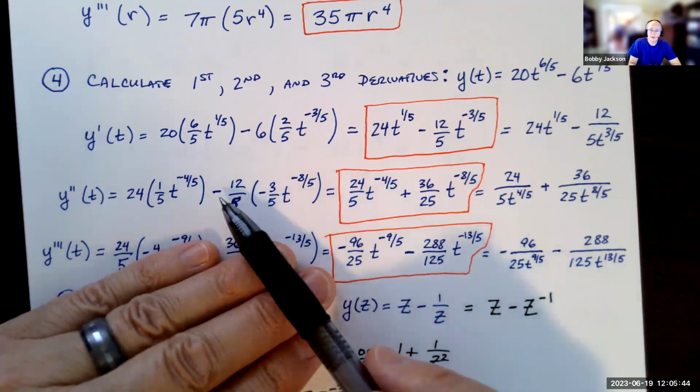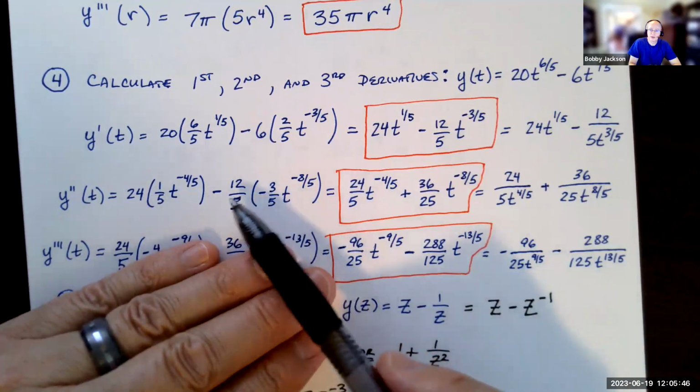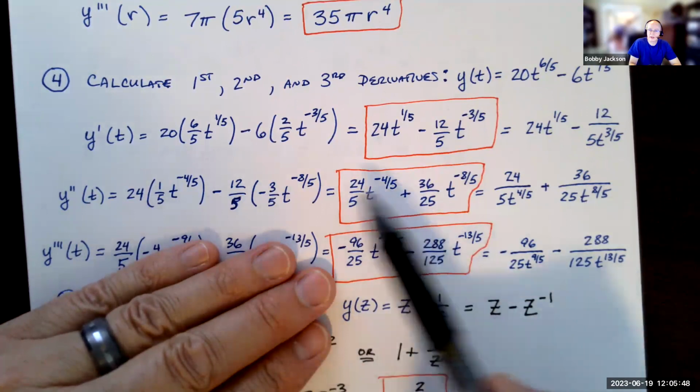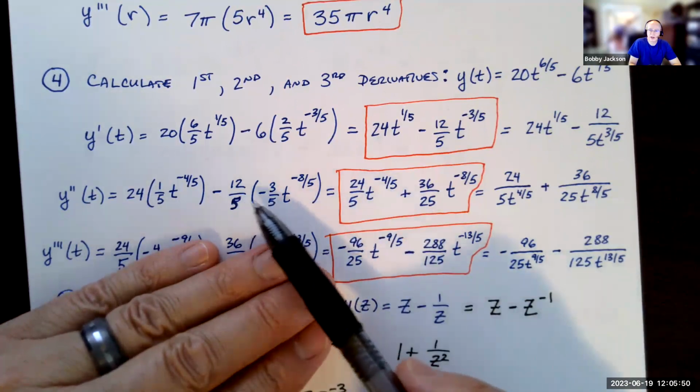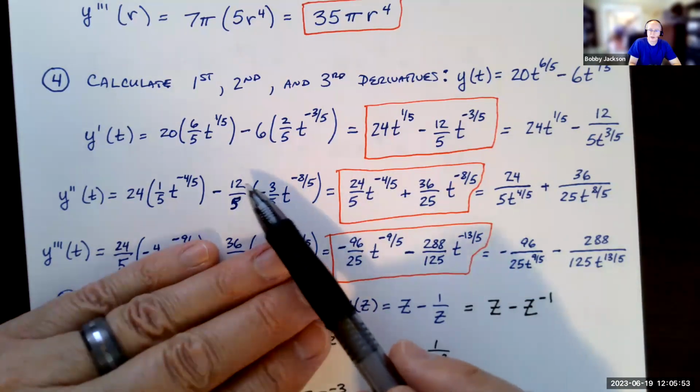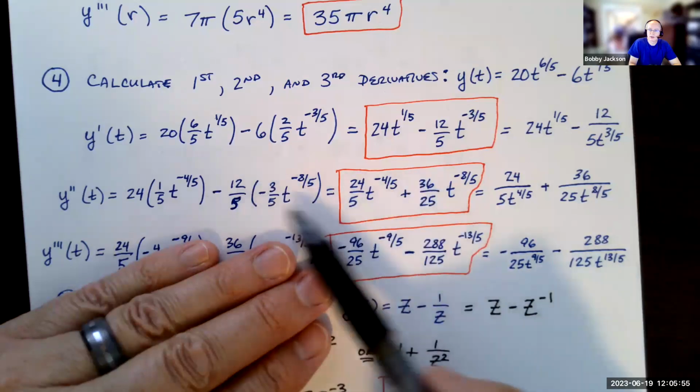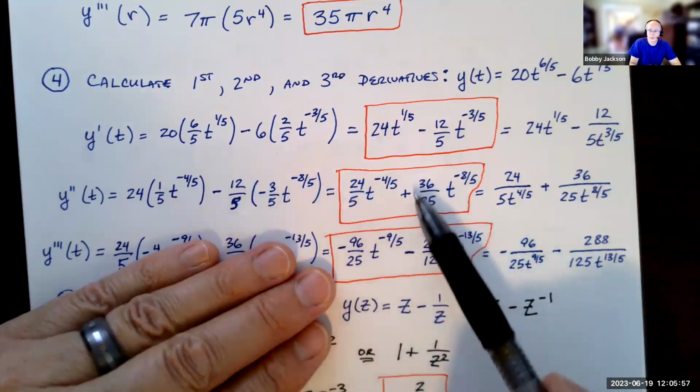12/5 times negative 3/5. Well, negative times negative makes it positive. There's no common factors down here. 5 times 5 is 25. 12 times 3 is 36. So no common factors in the numerator and denominator.